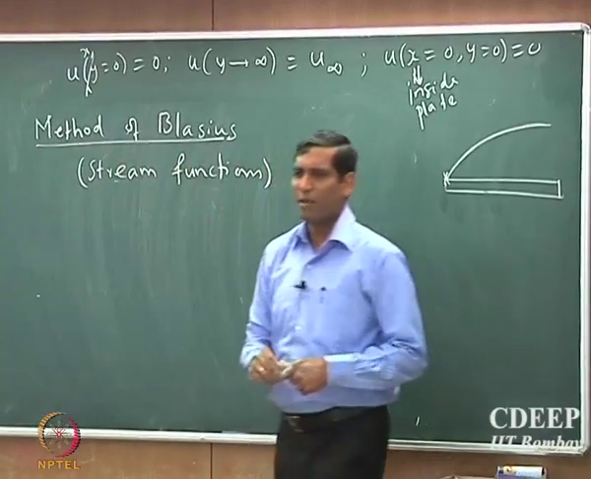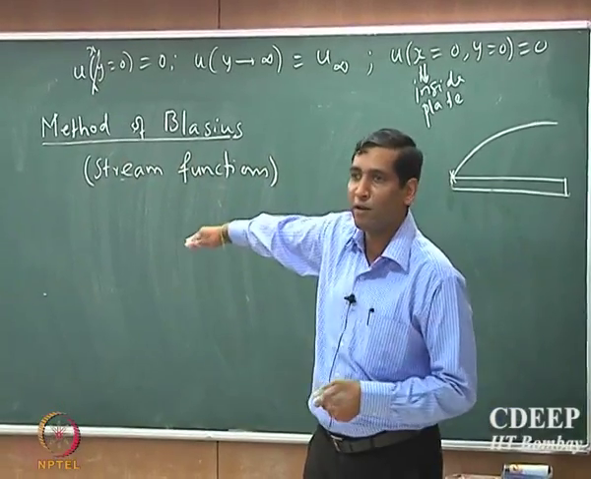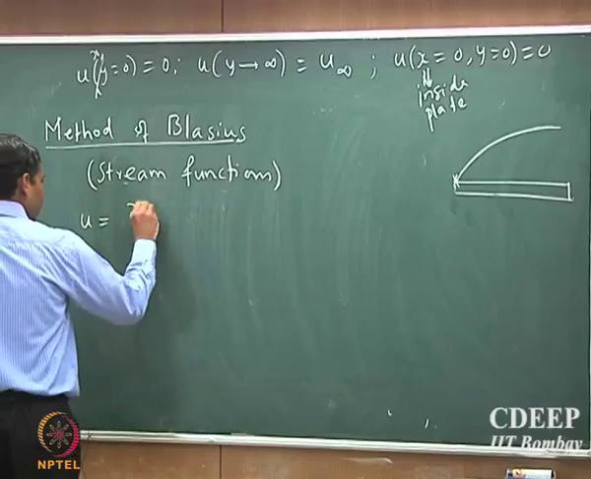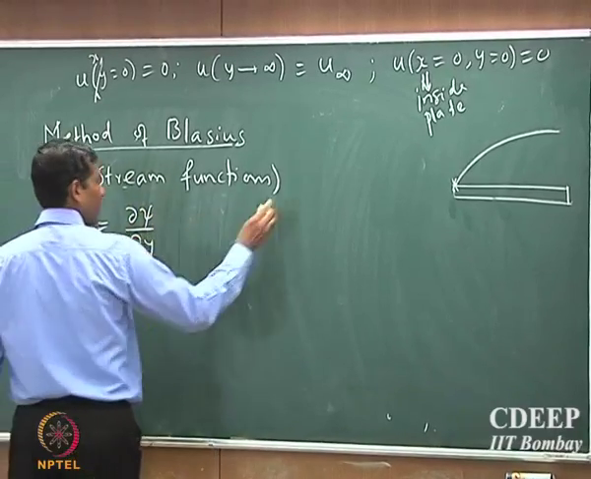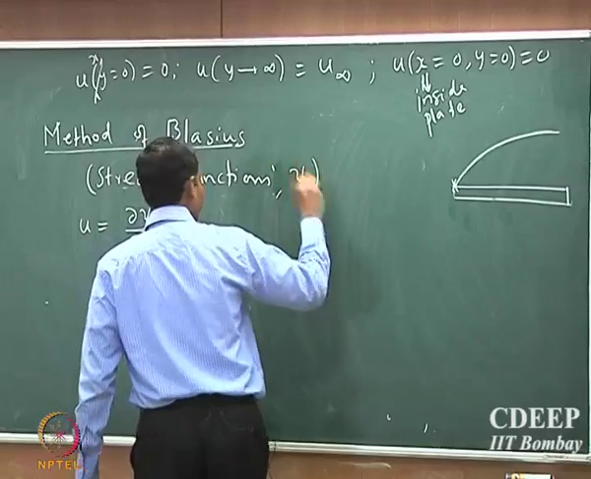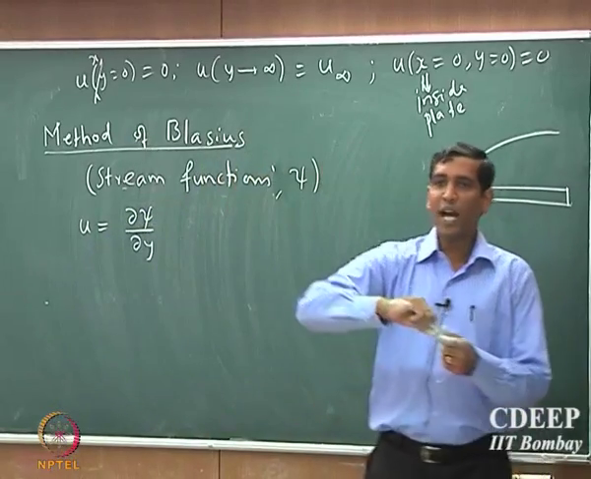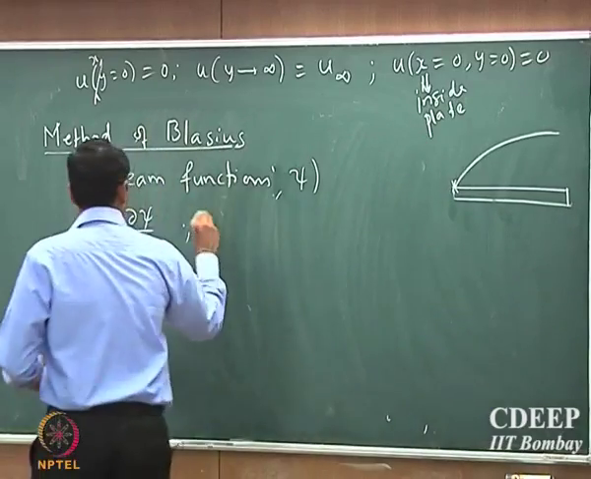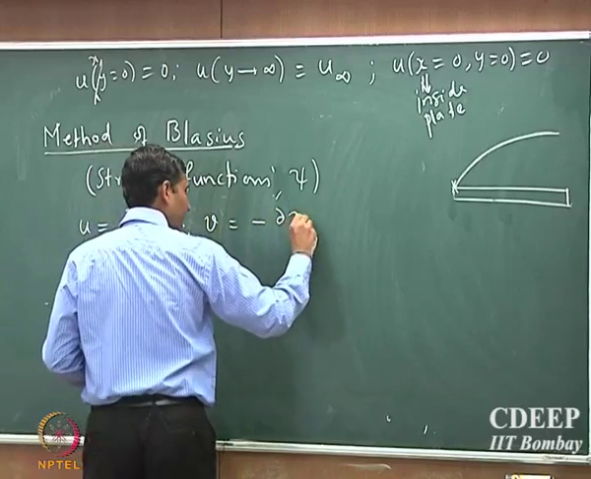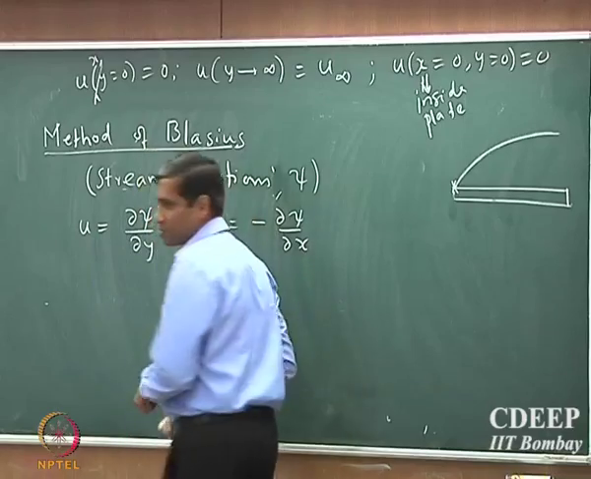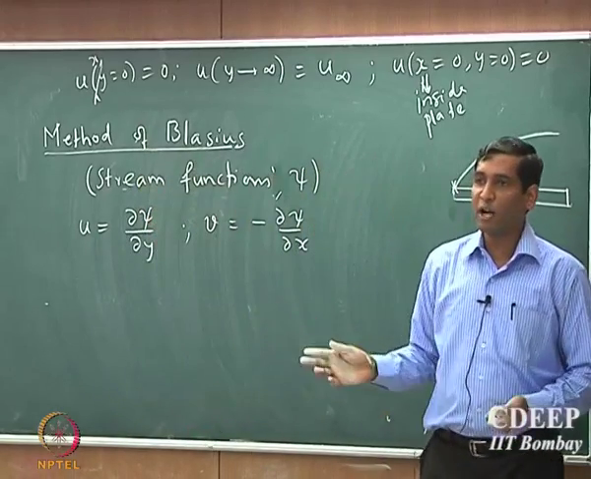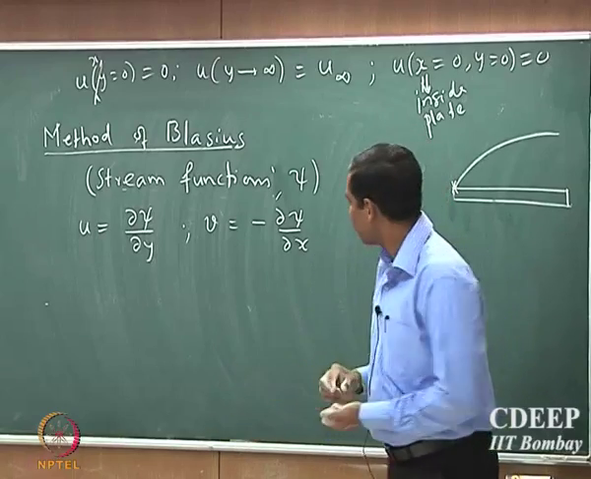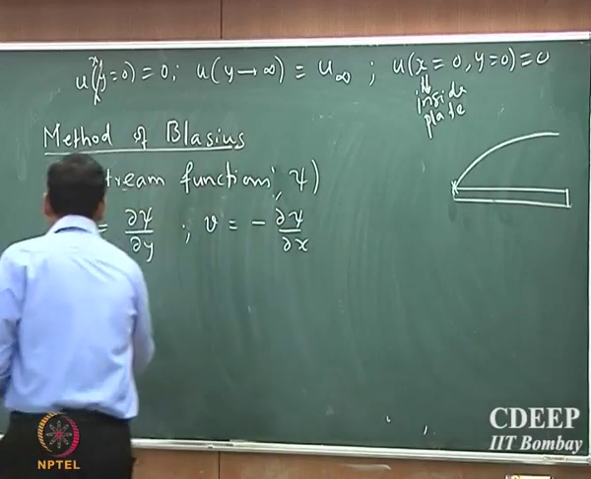So some of you, I think most of you, must have heard this word in your fluid mechanics class. So you say u is dψ/dy, if ψ is the stream function, which describes the streamlines with which the fluid is moving, and v is minus dψ/dx. So the moment you assume this, the continuity equation is automatically satisfied, so we don't have to worry about the continuity equation.